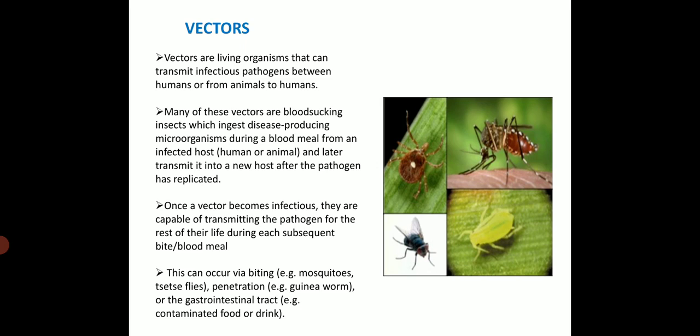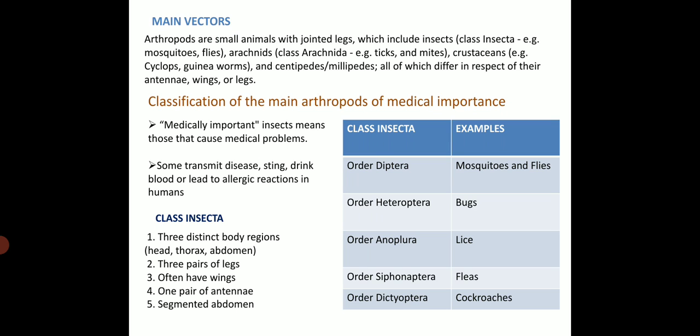This can occur via biting in the case of mosquitoes and flies, penetration by the guinea worm, and also through the gastrointestinal tract, that is from contaminated food or drink. Here is an example of so many vectors you can see in this picture. So these are the important, that is the main, vectors.